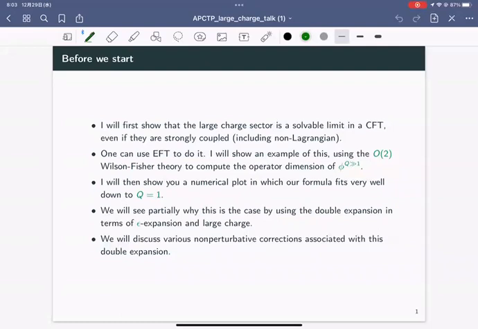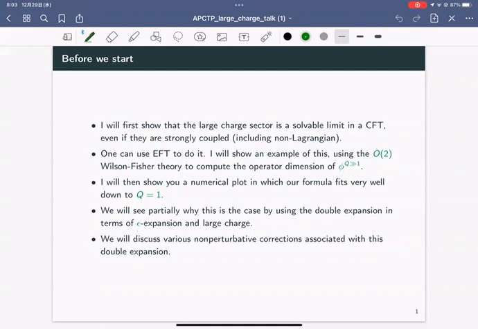I will then show you a numerical plot, which our formula fits very well down to q equals one. And we will see partially why this is the case by using a double expansion in terms of the epsilon expansion and q much larger than one. And then finally, we will discuss various non-perturbative effects associated with this double expansion.